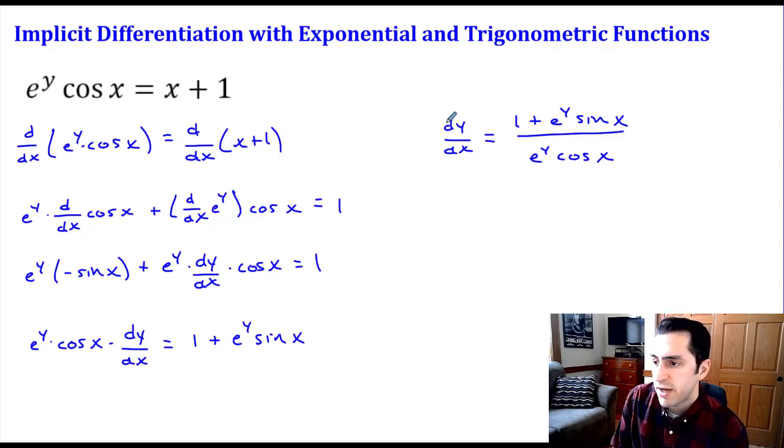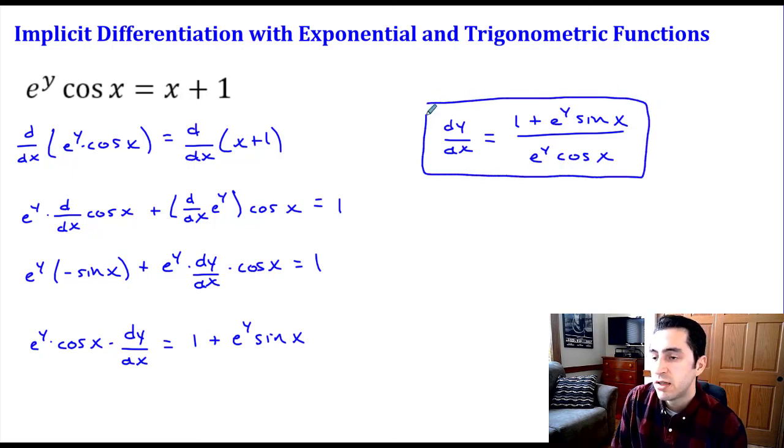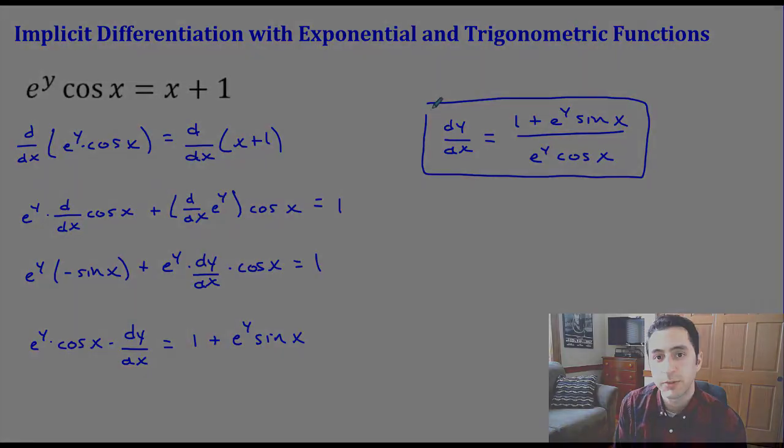And now that we were able to find that, we could use this equation to find the slope of the tangent line, to find the instantaneous rate of change, or a number of other things. But that's how we use implicit differentiation to find the derivative of equations that contain exponential or trig functions.